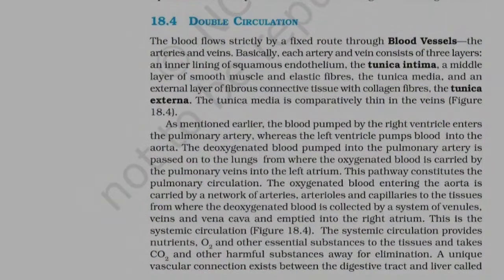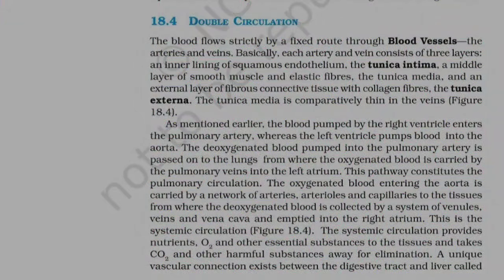The oxygenated blood entering the aorta is carried by a network of arteries, arterioles, and capillaries to the tissues, from where the deoxygenated blood is collected by a system of venules, veins, and vena cava and emptied into the right atrium. This is the systemic circulation. The systemic circulation provides nutrients, O2 and other essential substances to the tissues and takes CO2 and other harmful substances away for elimination.